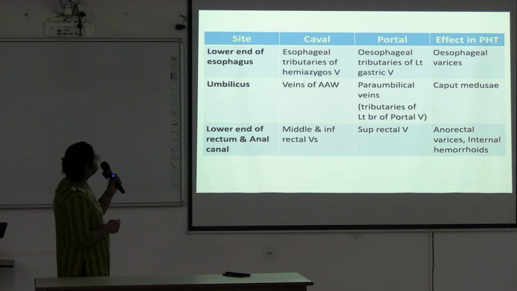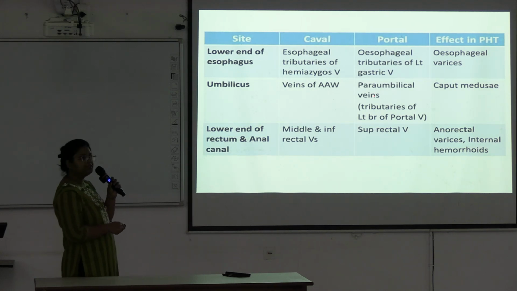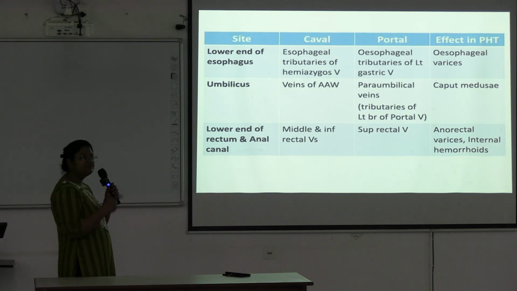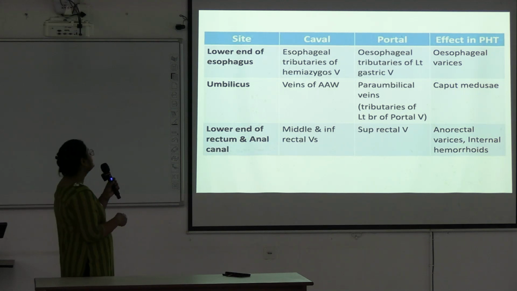So lower end of esophagus, caval system is esophageal tributaries of hemiazygous vein. Portal system is esophageal tributaries of left gastric vein. Clinical effect in portal hypertension is esophageal varices. So this chart is important. This chart you remember. Okay.